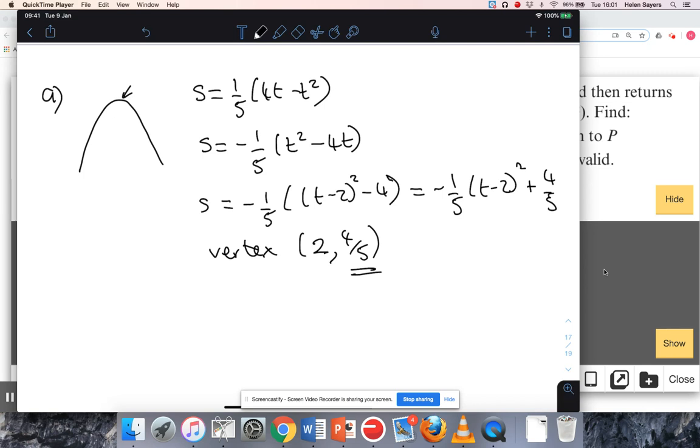So the vertex is at (2, 4/5). So that's going to be the value of t at the vertex, and that's going to be the value of S. So the maximum value of S is, sorry, what am I talking about? It's 4/5, so 0.8 meters.